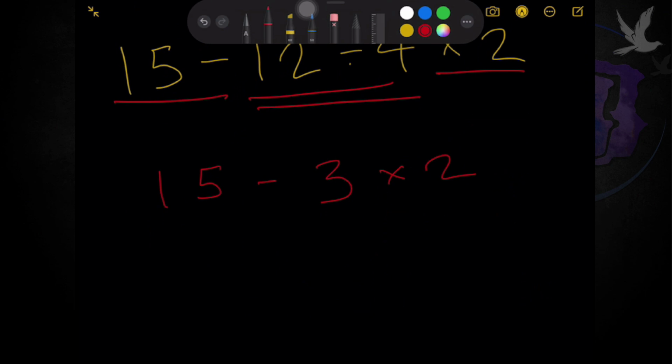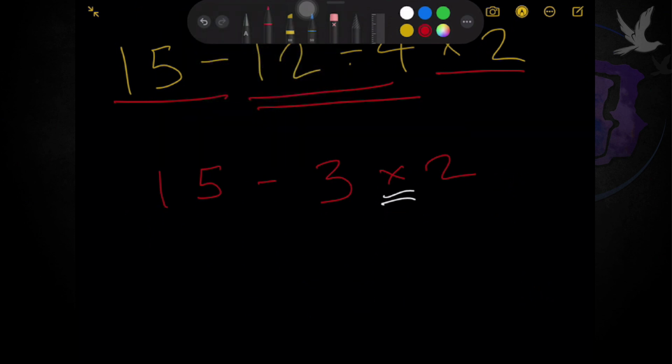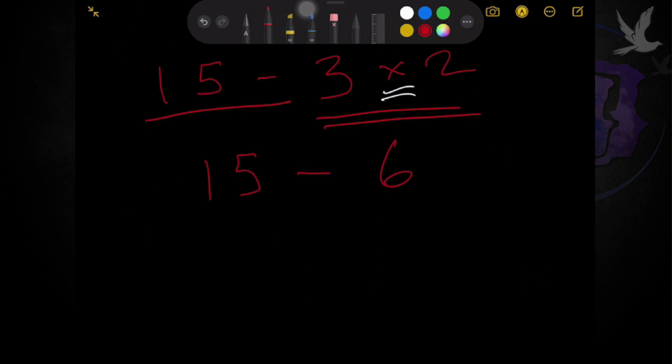Then again, you have multiplication here, which means you have to deal with multiplication first. So 3 times 2 will give you 6. Rewriting 15 minus, so that's 15 minus 6. And 15 minus 6 will give us 9. Okay, so that's basically it. This is how you deal with basic M.D.A.S.